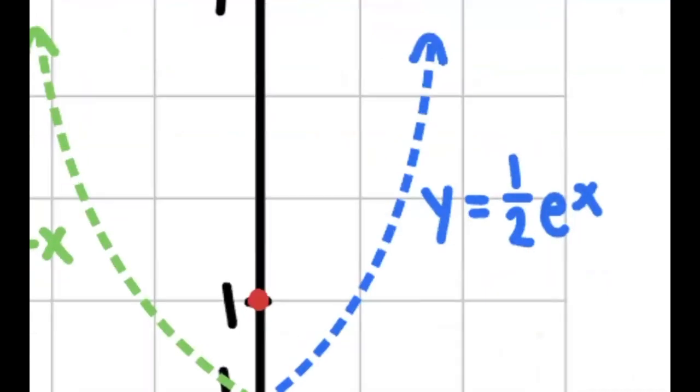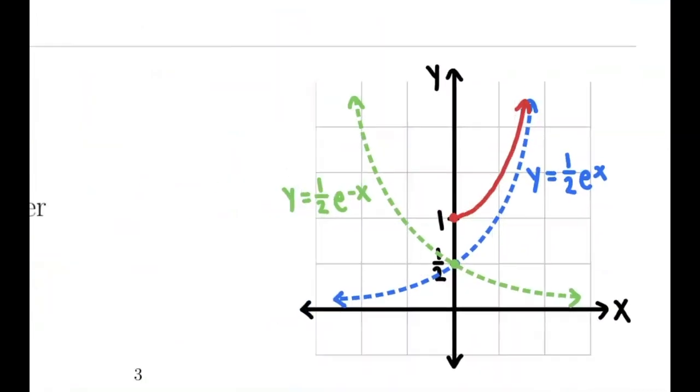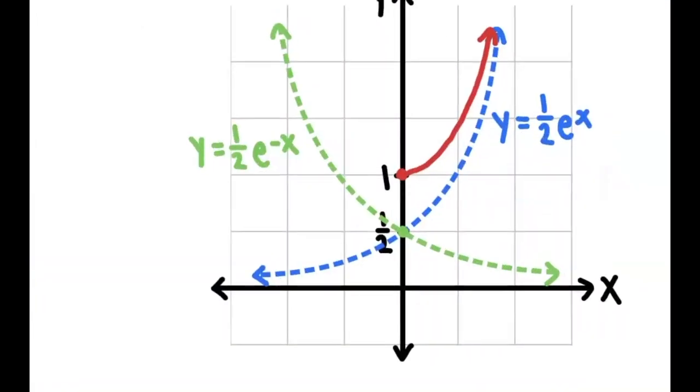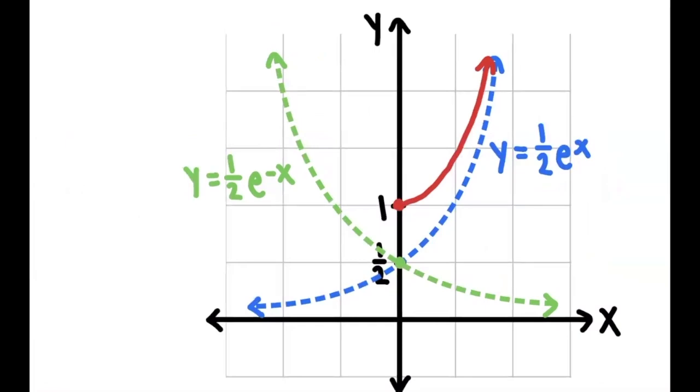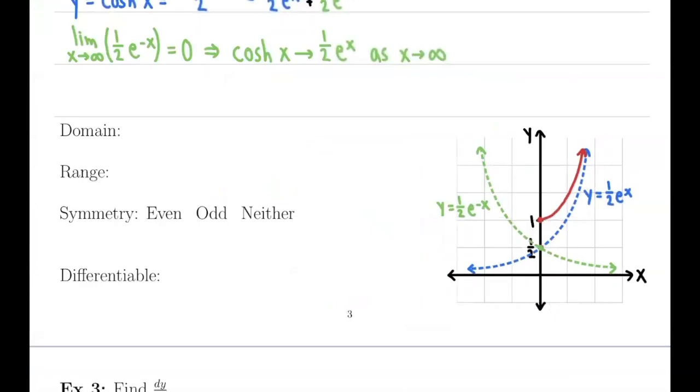It's going to look like this, something like that. And just like last time, it's not going to become the blue graph. It's just going to get very close to it. You can make the same argument going towards negative infinity. As x goes to negative infinity, the blue graph is going to go to 0. And cosh of x is going to get close to the green graph because the green graph is going to take over. Let me write that out.